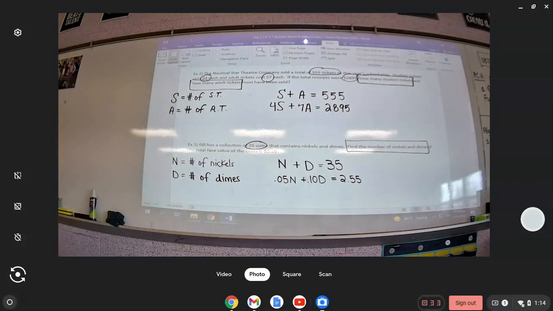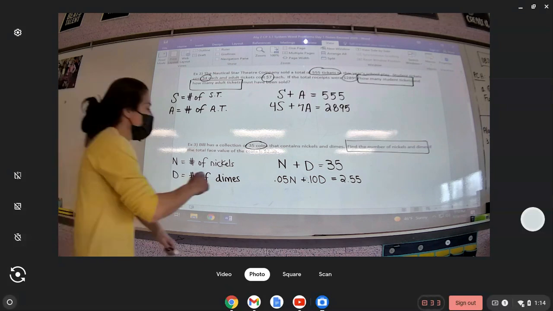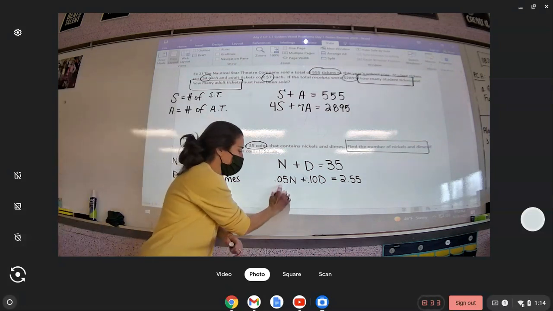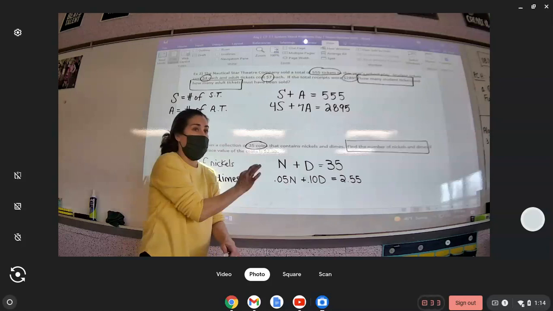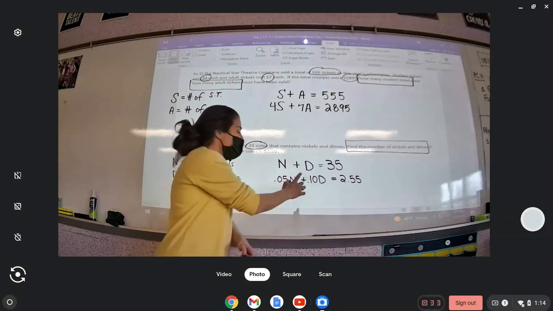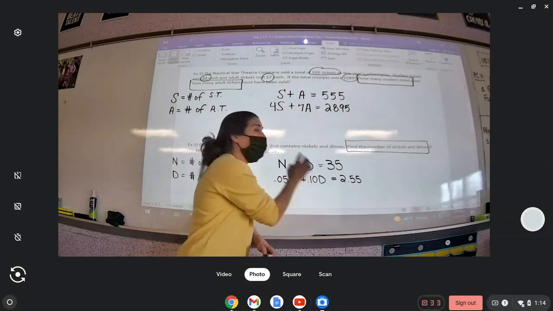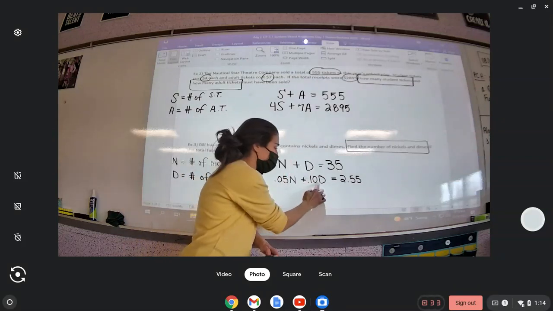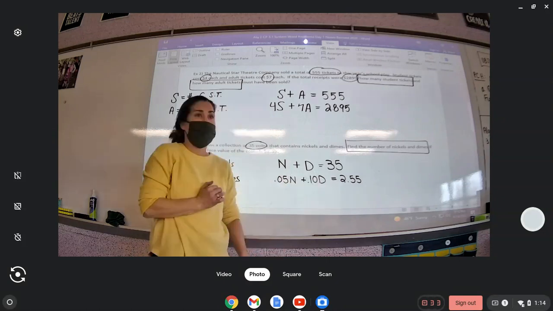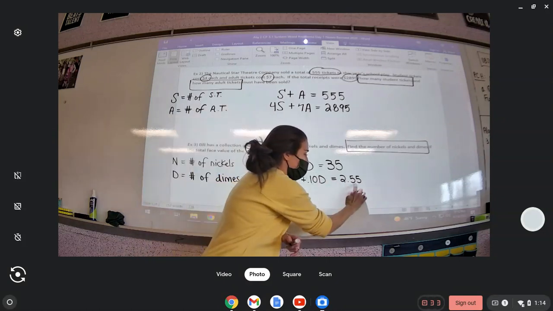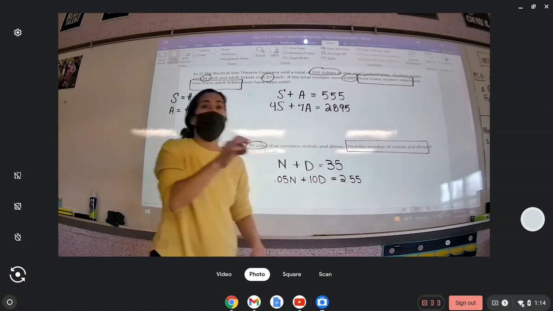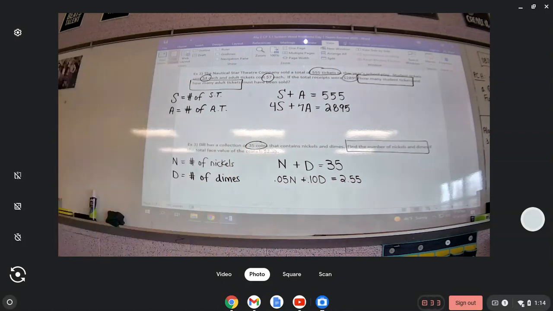But if you're sitting here thinking like, Hardy, these decimals are going to be the death of me. Everybody watch this. If I move this decimal 2 spaces to the right, it becomes 5. And then you could say 5N. Plus, if I move this decimal also 2 spaces to the right, it becomes 10, and I could use 10D. And then if I move this decimal 2 spaces to the right, it becomes 255.